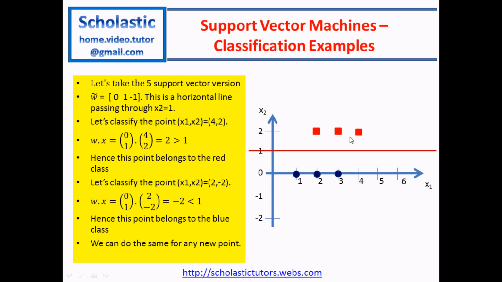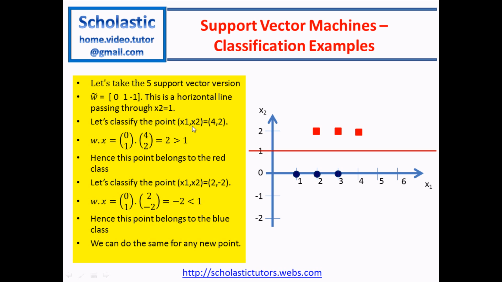But mathematically how do we do it? Just substitute in w times x. This is the hyperplane equation times x, where x is the vector 4 2. 0 times 4 is 0, 1 times 2 is 2, 0 plus 2 is 2, which is greater than 1. This is the boundary offset 1, but this value is greater than 1, therefore this belongs to the positive class. If it is less than 1, less than the bias, it belongs to the negative class.